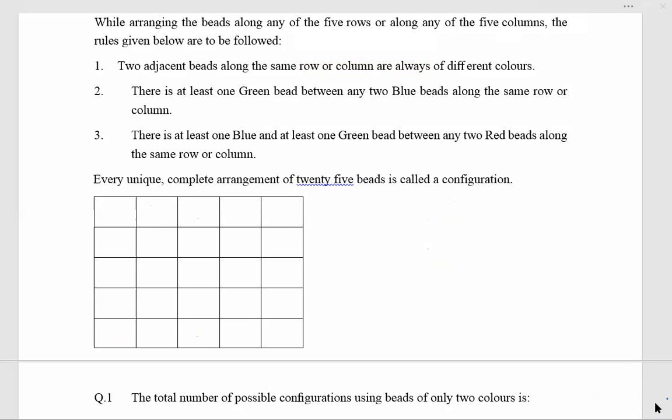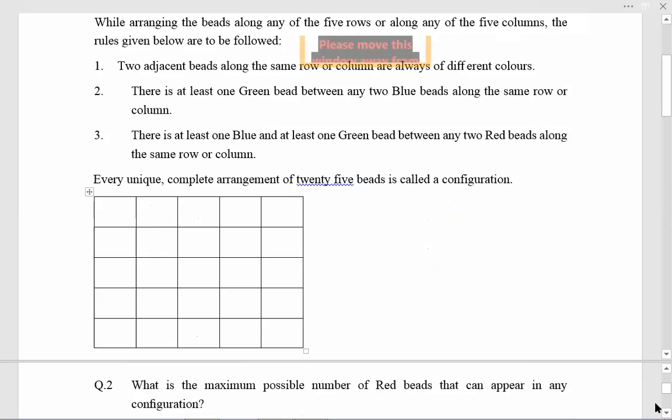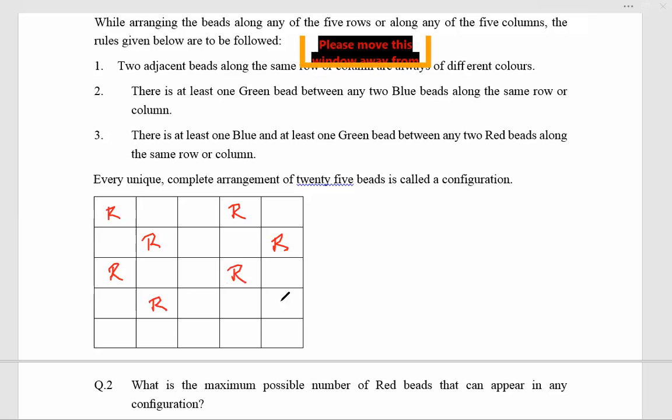Okay. Next problem. What is the maximum possible number of red beads that can appear in any configuration? Red maximize. So let's start with the red. If I place a red here, minimum 2 places I need to keep back in. A red here. So at max 1 more red in this row. If this is a red, this cannot be a red. So the next red can come here. And a red can't come here. Now, if this is red, this cannot be red. Again, 1 red can come here, and 1 red can come here.